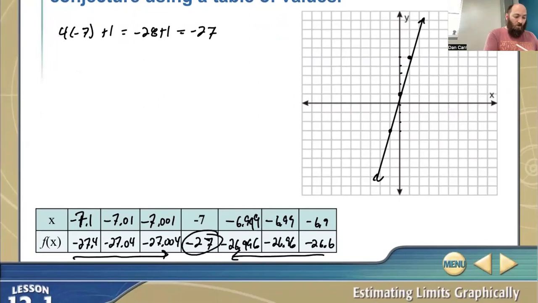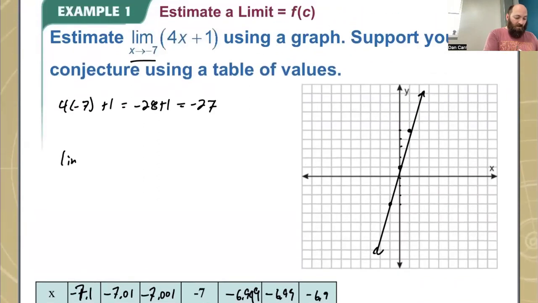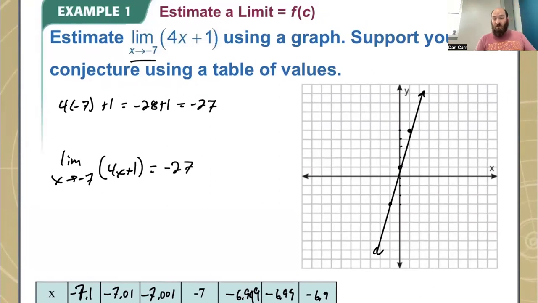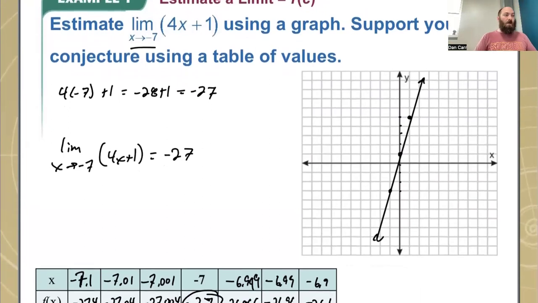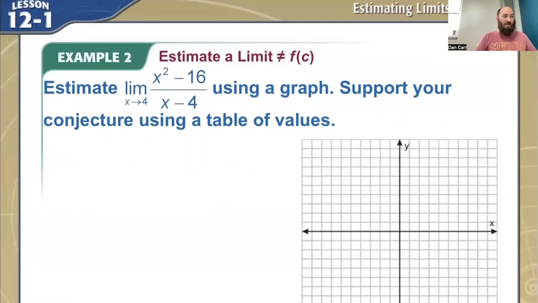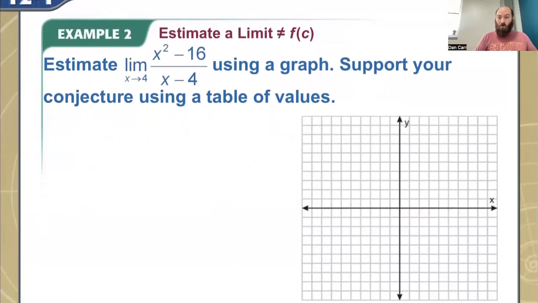So what that means is the limit as x approaches -7 of 4x plus 1 just equals -27. That's it. Now, sometimes we have a little bit of interesting things that happen here. For example, x squared minus 16 over x minus 4.